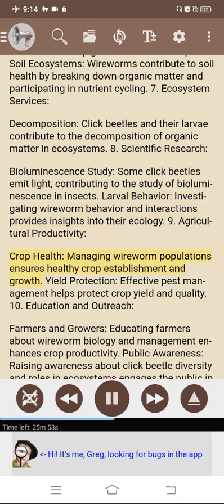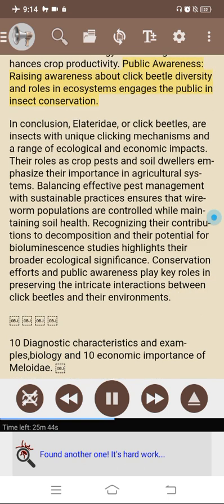9. Agricultural productivity. Crop health. Managing wireworm populations ensures healthy crop establishment and growth. Yield protection. Effective pest management helps protect crop yield and quality. 10. Education and outreach. Farmers and growers. Educating farmers about wireworm biology and management enhances crop productivity. Public awareness. Raising awareness about click beetle diversity and roles in ecosystems engages the public in insect conservation.